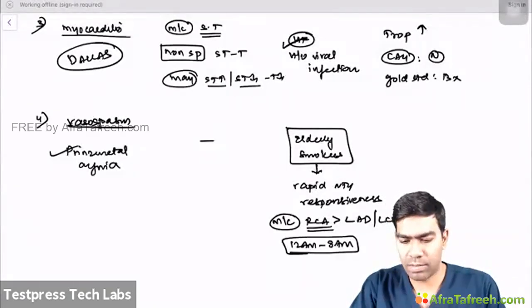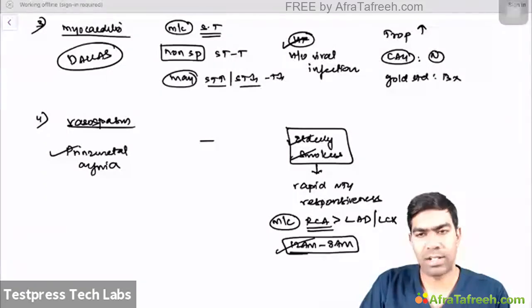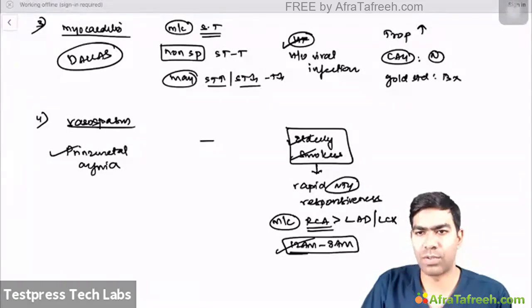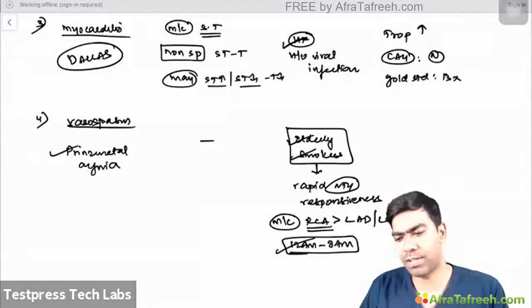And remember, these are elderly people, these are smokers, and it happens at night. Having rapid NTG responsiveness doesn't mean myocarditis. We are taught that 70% of people have subclinical infection. So do they have a risk of developing myocarditis? No, only very few people have a risk of developing myocarditis.